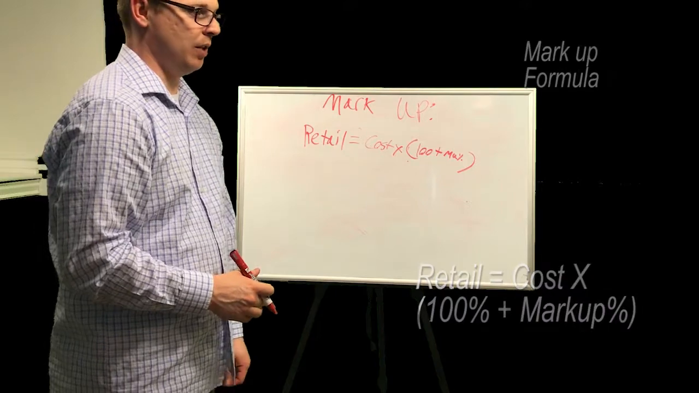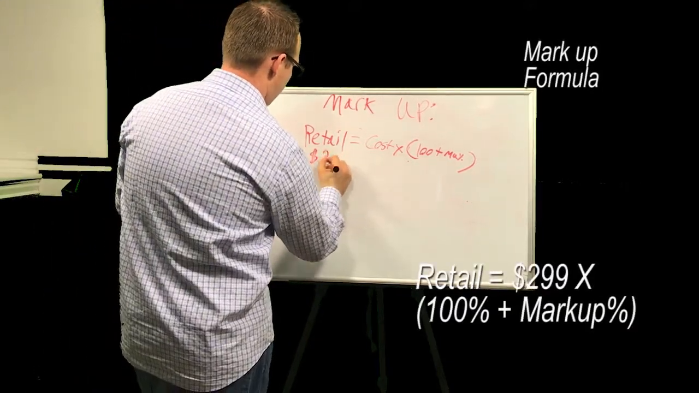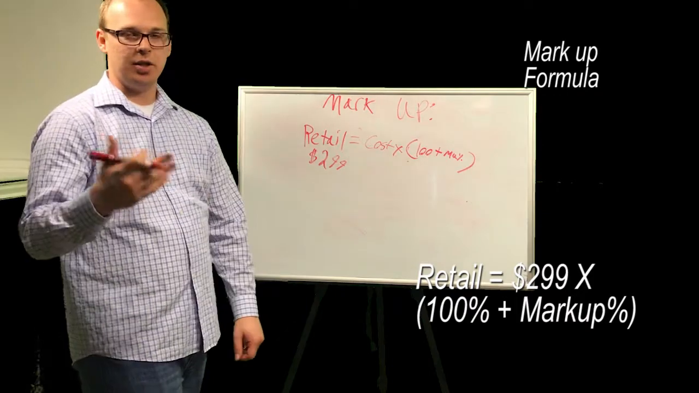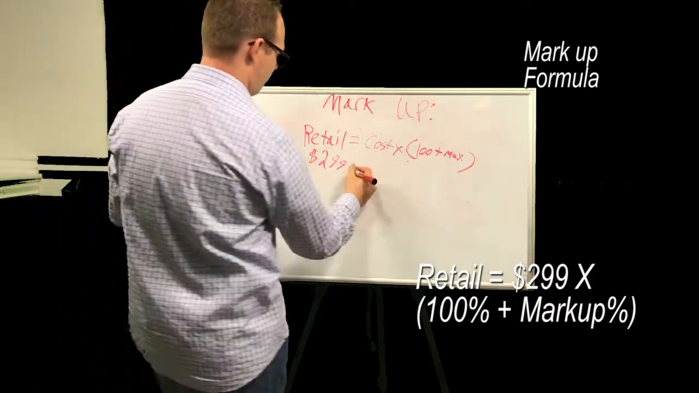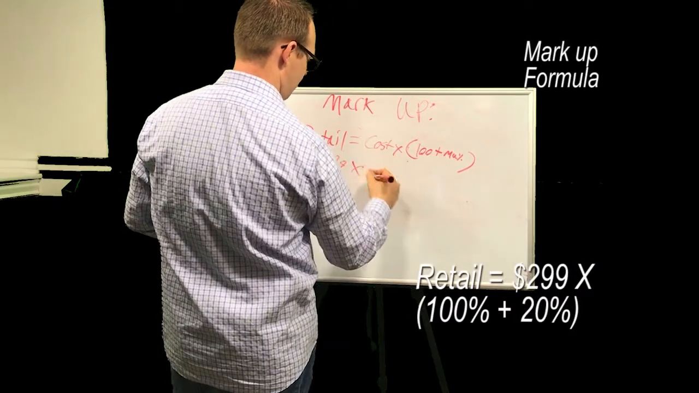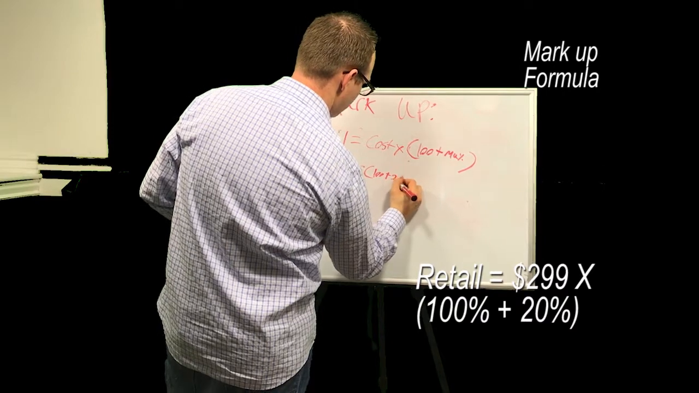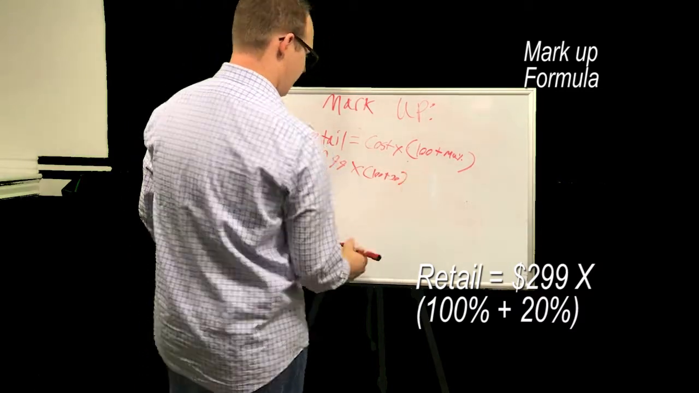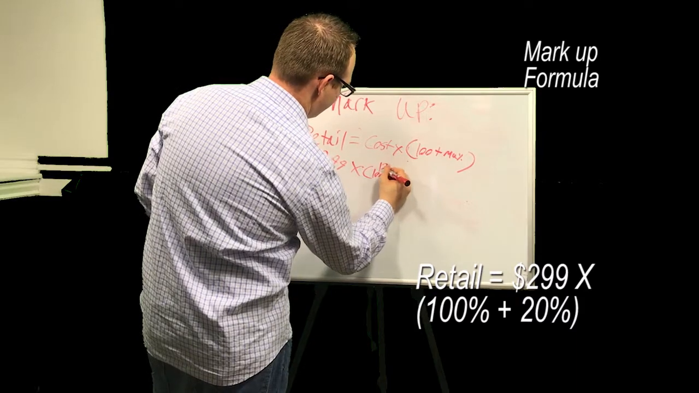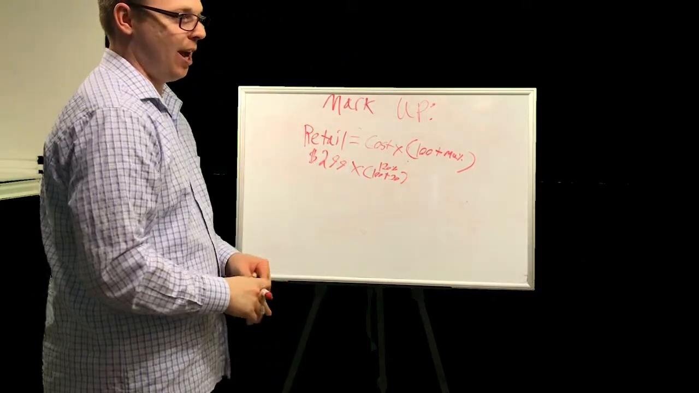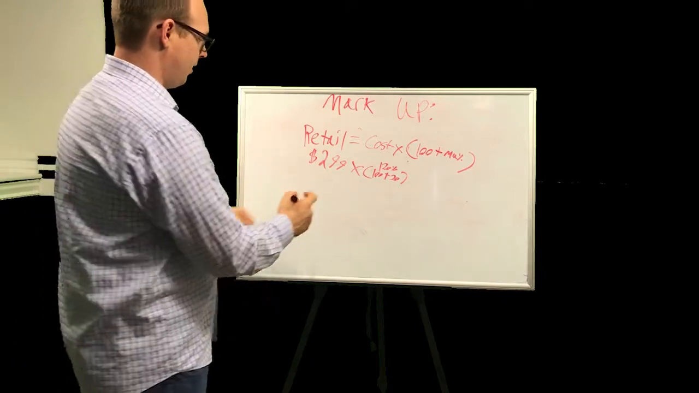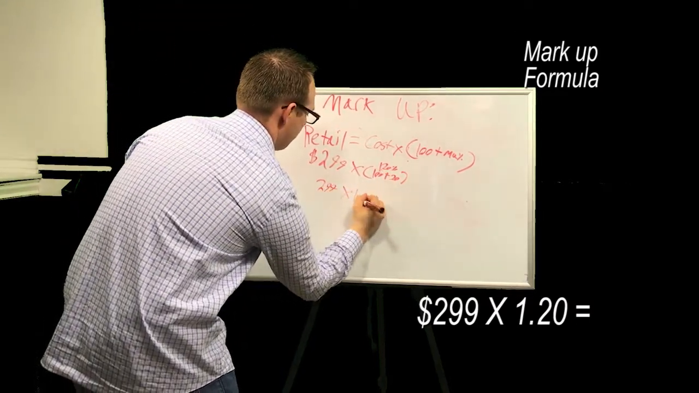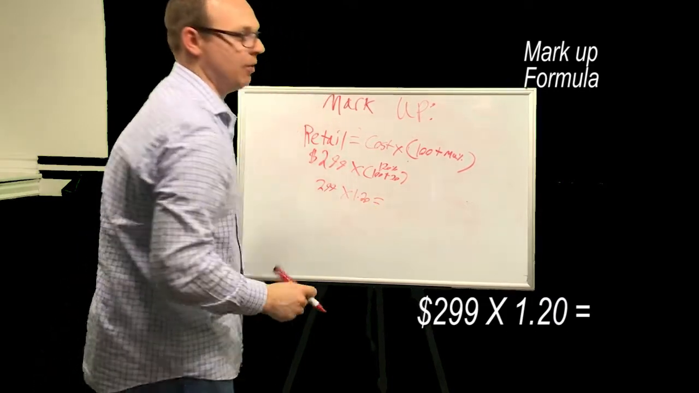So let's just give you an example. Let's just say you have something that costs $299, and you want to mark it up. Let's make it simple. Let's mark it up 20%. So you'll do $299 times 100 plus 20%. We're working in 100%. So 100% plus 20% is what? Let's work the brackets. That's 120%. Pretty simple, right? So now you're going to take $299 times 1.2. Make sure you use your decimal on your calculator. So $299 times 1.20, and that will give you a markup price.